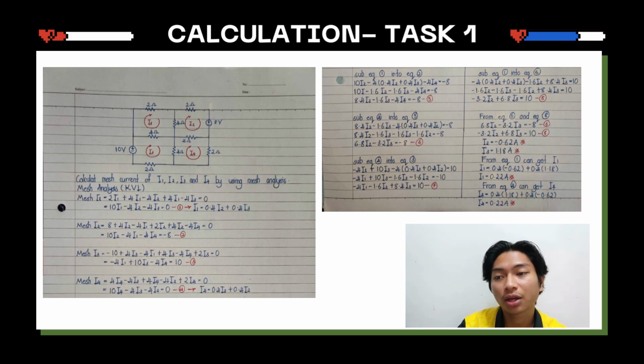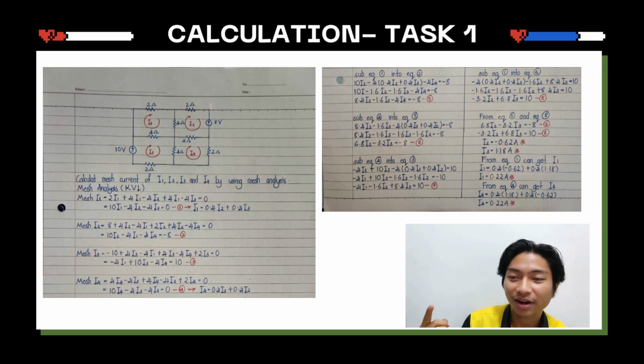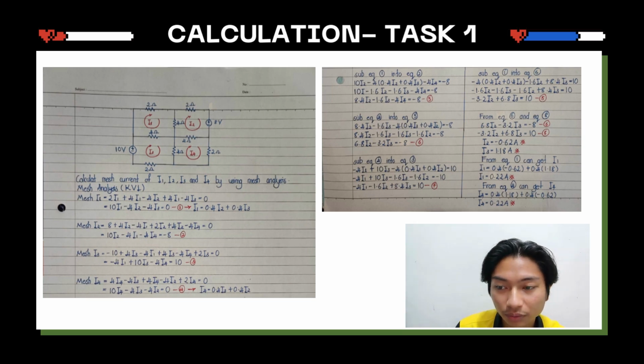From there, actually we can use the matrix form, but right here I use a different method. I substitute each equation to find an equation that has the same unknown. Right here we can see the substitution method. And lastly, we can get the values for I2 and I3.